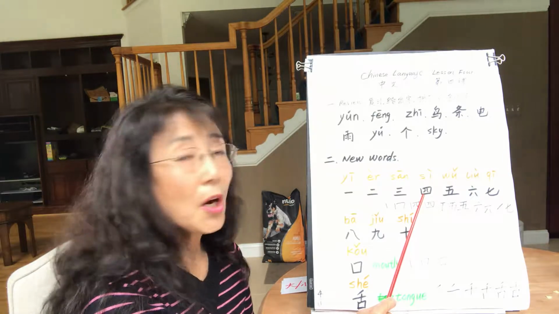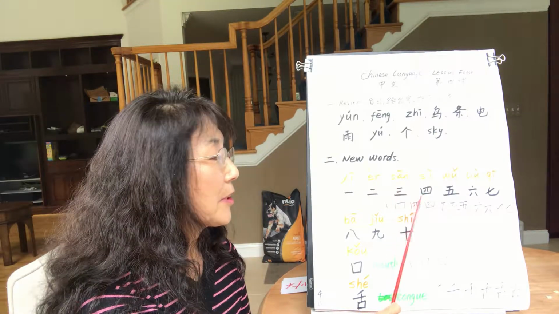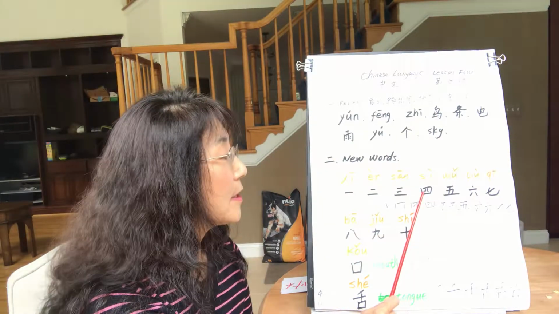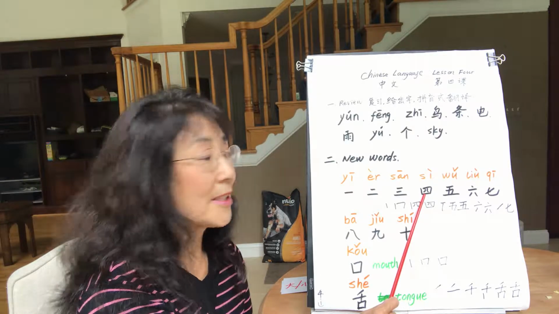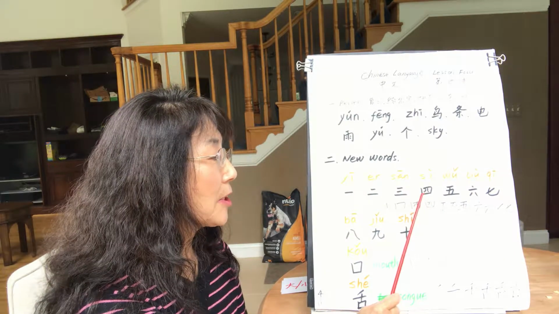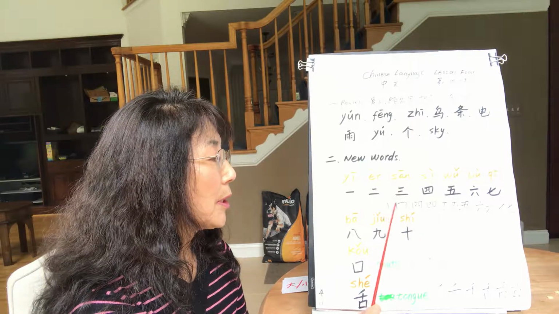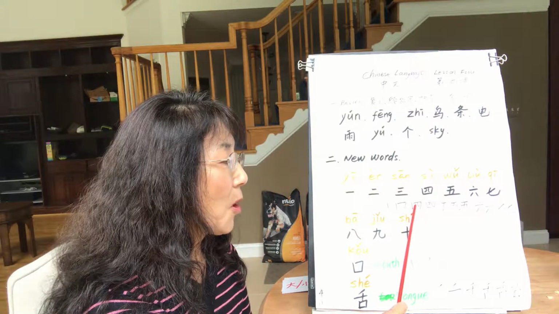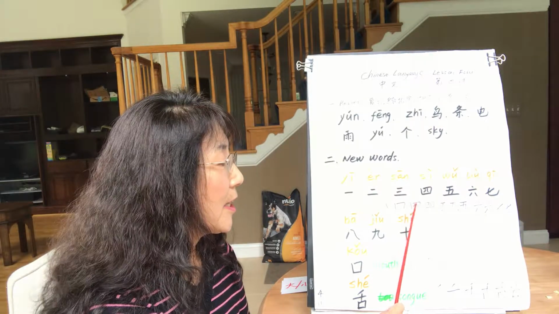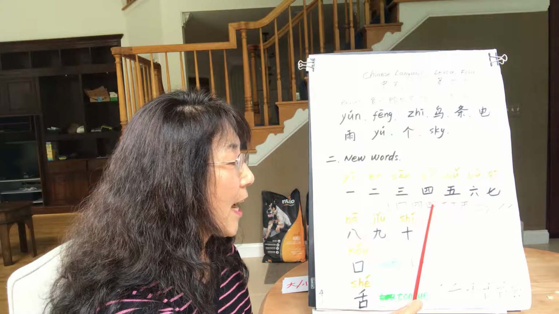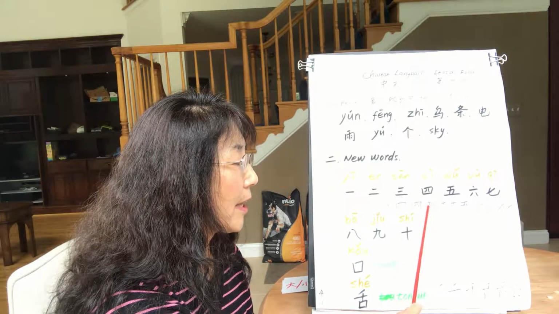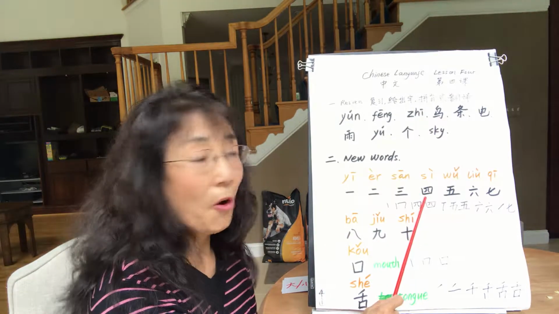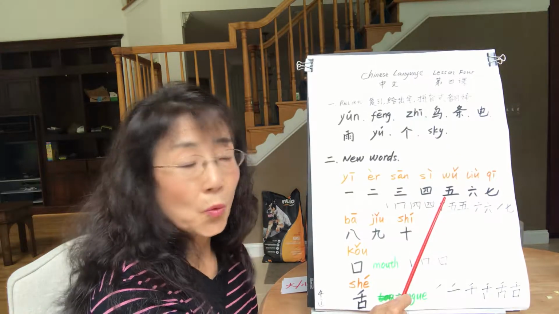Now, four is different. It does not just add another stroke, it's a different word. Si means four. First you write this shu, and then heng zhe, and then inside is a small pie, and then na. At the end you close this door. So it's four. Now the next one, wu means five.